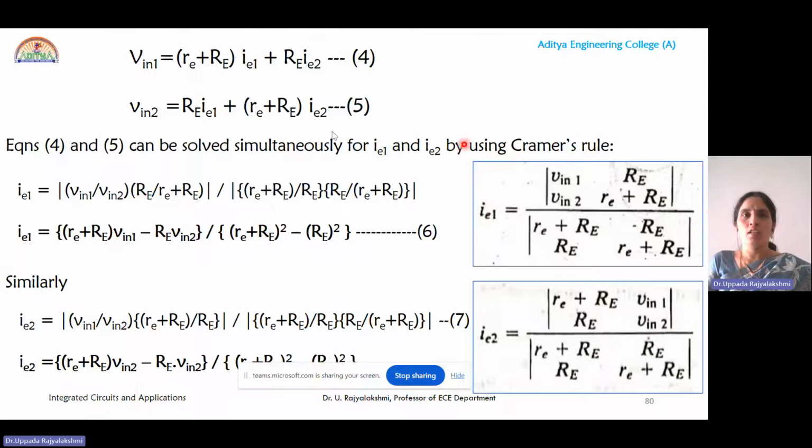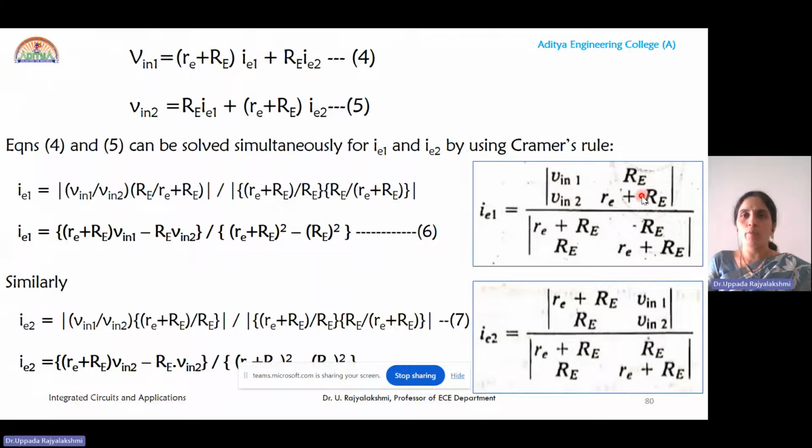And in the denominator, we just take the coefficients of IE1 and IE2. That is small re plus capital RE and capital RE in the first column, and in the second column, capital RE and small re plus capital RE. So that is our IE1.